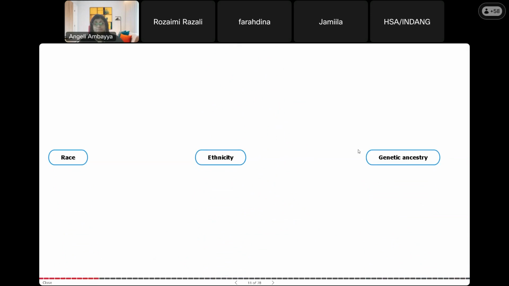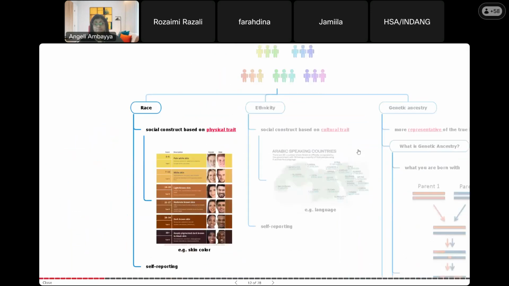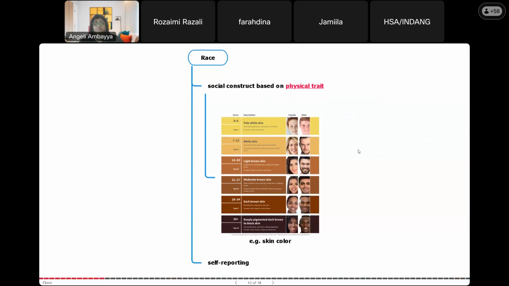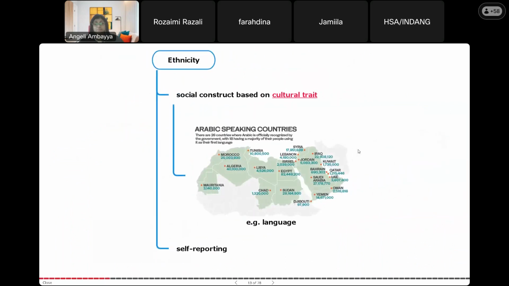So let us look at the definition of race, ethnicity, and genetic ancestry. So race is a social construct which is based on some kind of physical trait. For example, here I'm showing skin color and it's self-reporting. Ethnicity is also a social construct and also it's self-reporting, but it is based on cultural trait. So for example, here you see all the Arab-speaking countries, okay? For example, people living in Morocco, in Tunisia, physically, they are different from people who live in UAE, Saudi Arabia, or Yemen, right? But they are all Arabs because culturally they speak Arabic, right? So that is the difference between race and ethnicity.